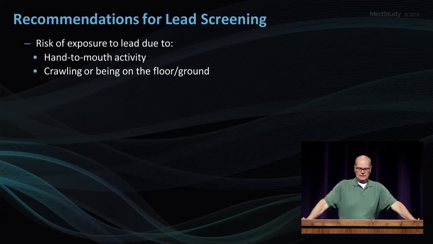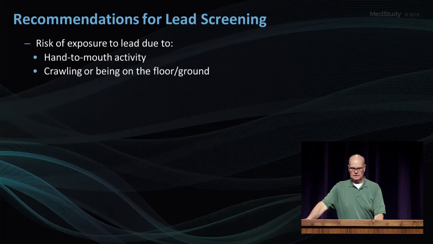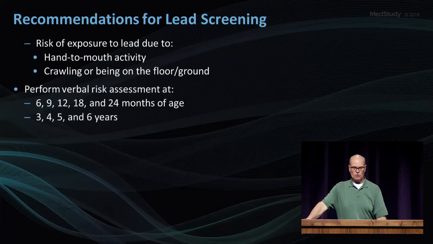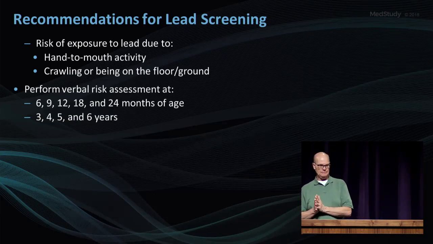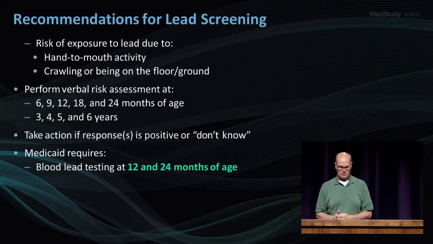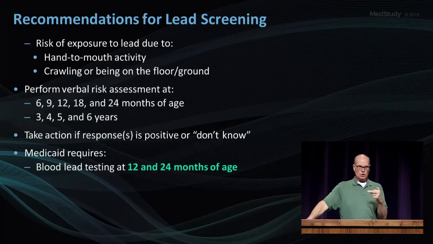Recommendations for lead screening. The risk of exposure to lead is due to hand and mouth activity, crawling, being on the floor. So therefore, a verbal risk assessment is recommended by the Academy at these particular ages. And in addition, action should be taken, and we'll go through what these questions are in a second, if any response is positive or is unknown. However, screen for lead at 2 age groups, 12 and then again at 24 months of age.